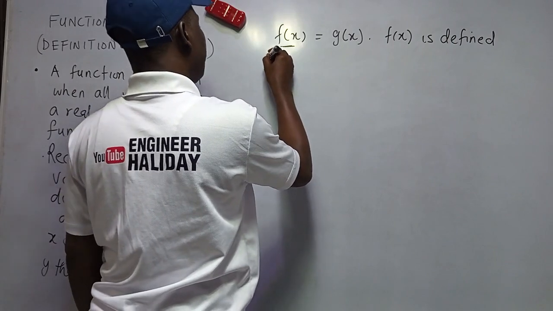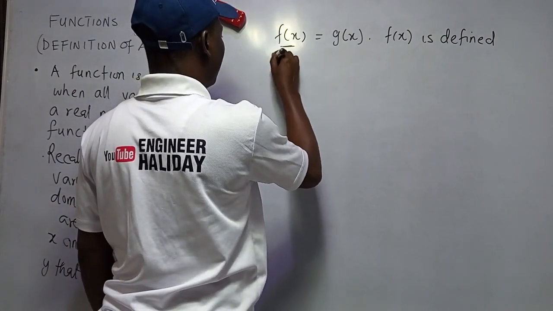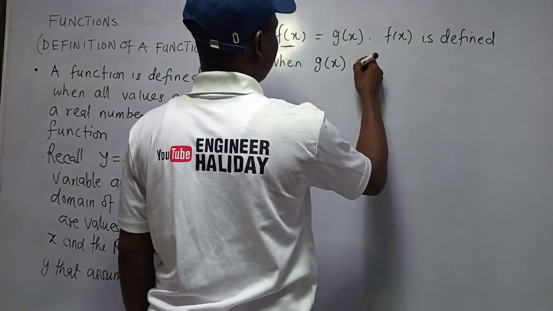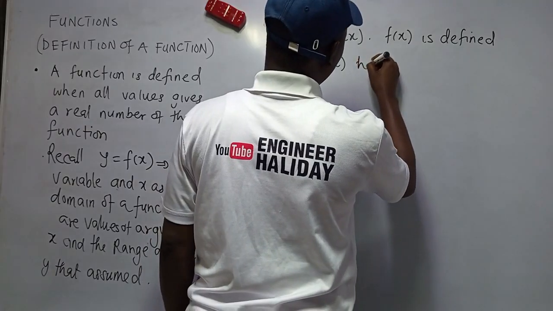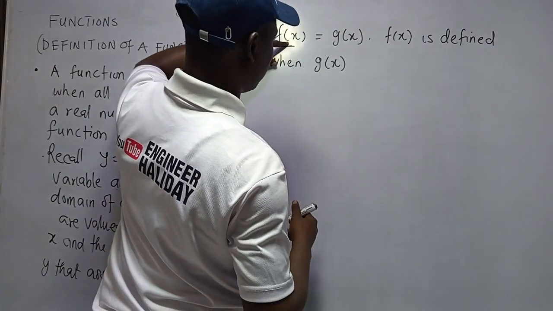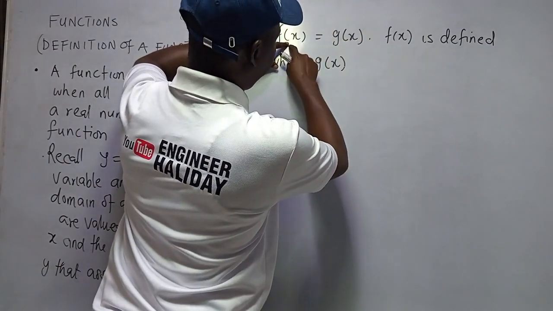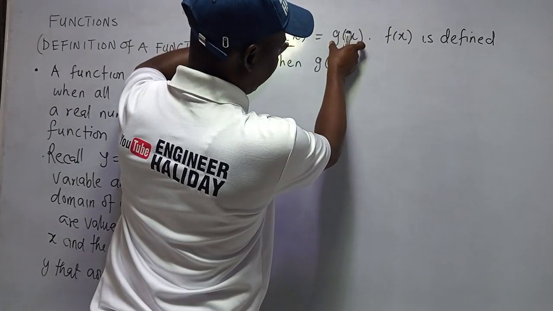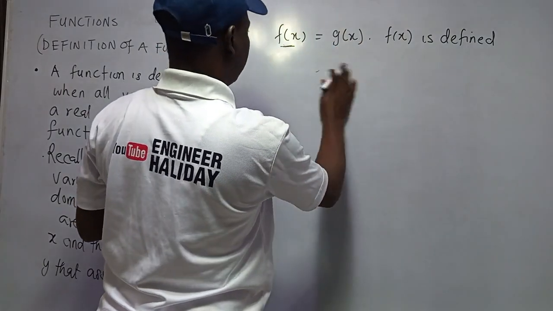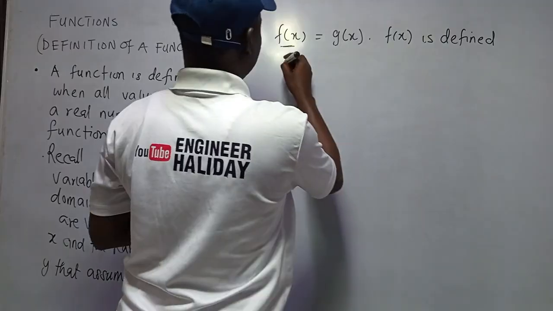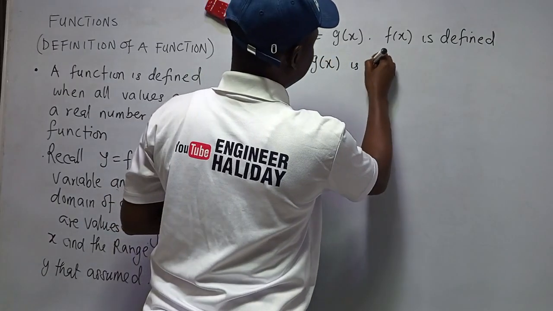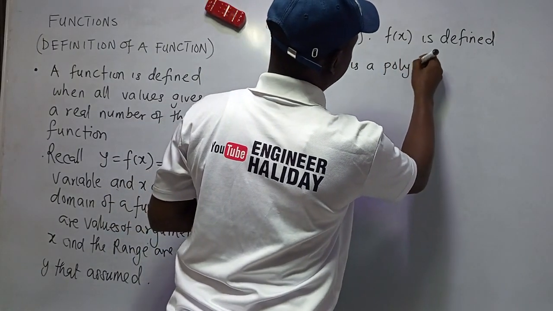Now this function f of x is defined if or when g of x, let me just put it this way. Now if this is a function given to us and the function must be defined in this form, g of x is a polynomial function. Let me put it that way. So g of x is a polynomial function.